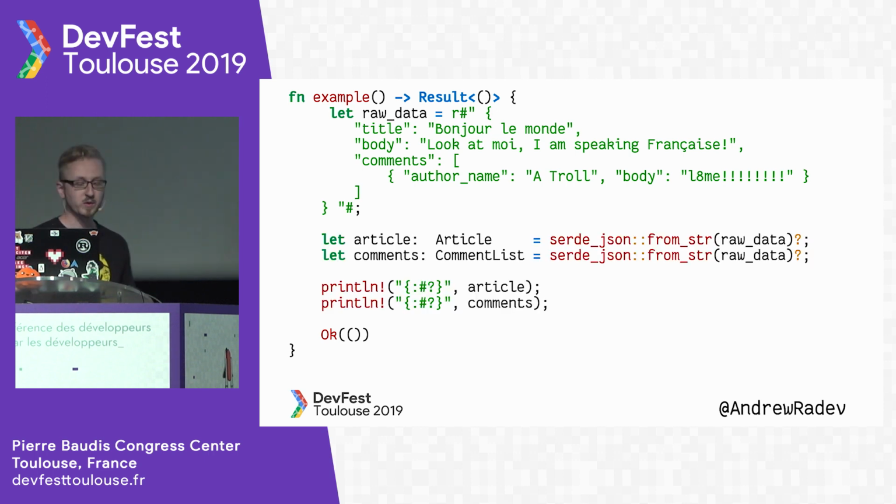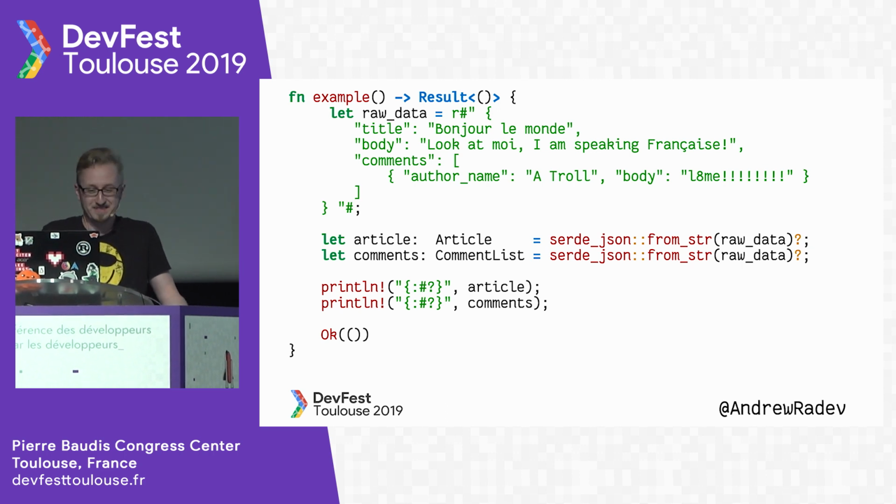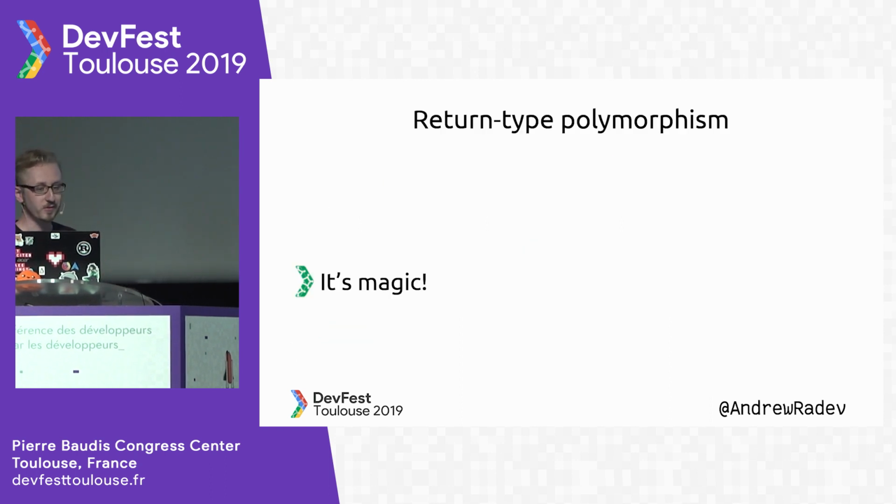And what we could do is call the serde from string method on this input and just say, I want an article or I want a comment list. And it gives me whatever I need. That's it. And this is the great thing about return type polymorphism. It's basically magic. It looks like magic. It took me a while the first time I saw it to really parse it in my head.